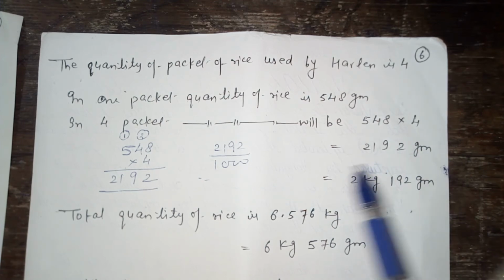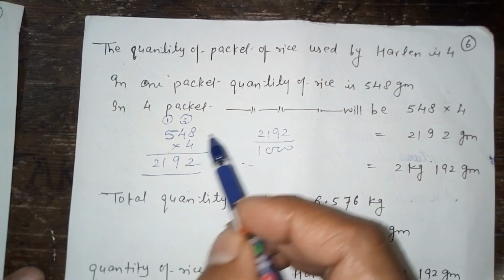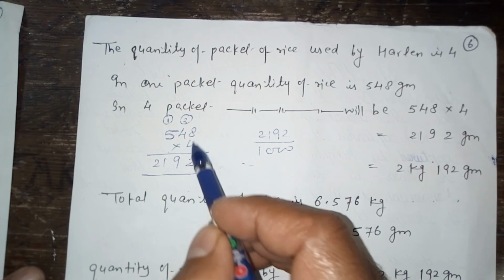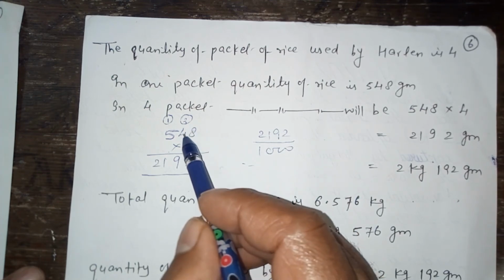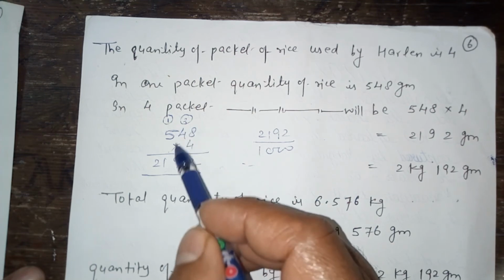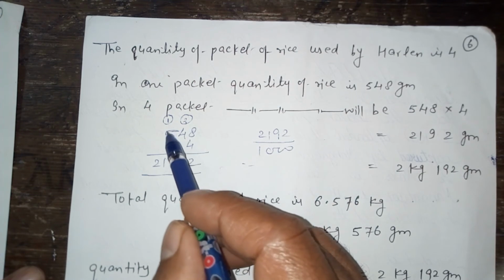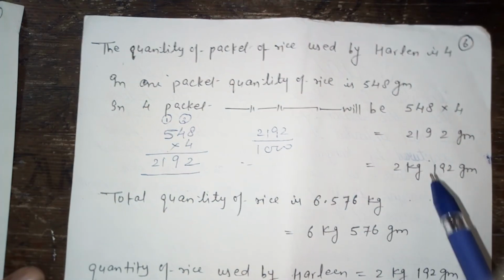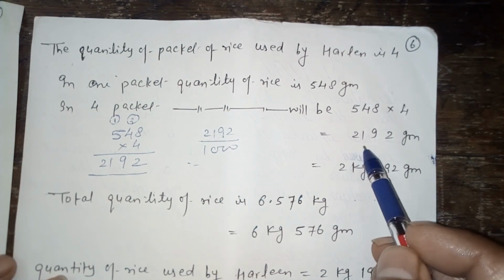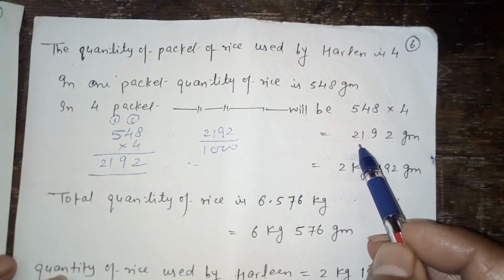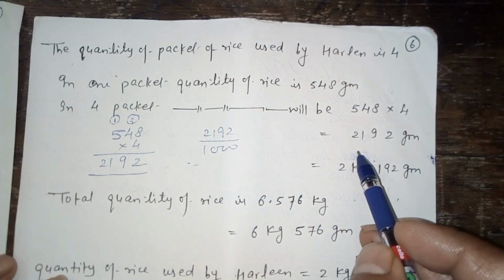2192 gram. Now look here, 548 into 4. 4 8s are 32, this is 2, carry over is 3. 4 4s are 16, 16 plus 3 is 19, this is 9, carry over is 1. 4 5s are 20, 20 plus 1 is 21. So 548 into 4 gives 2192 gram.